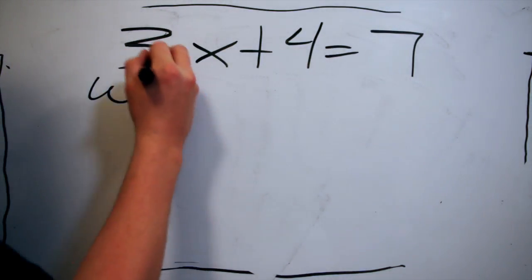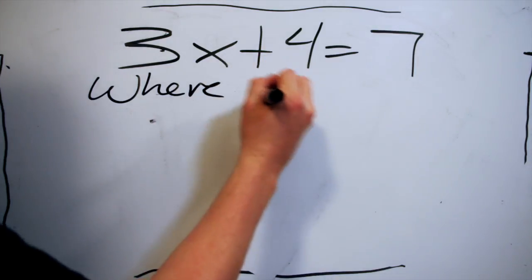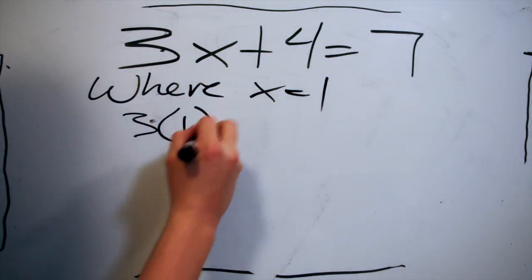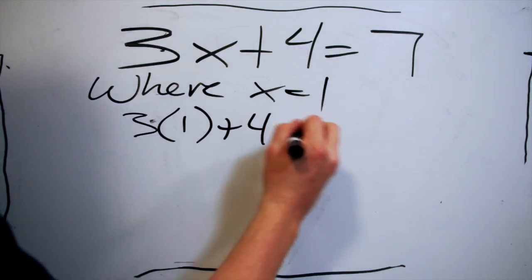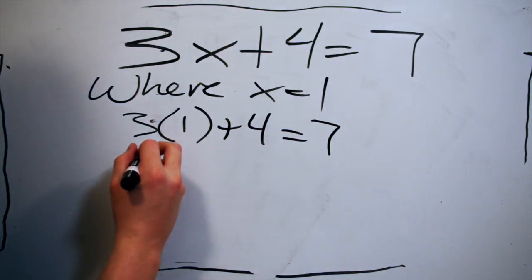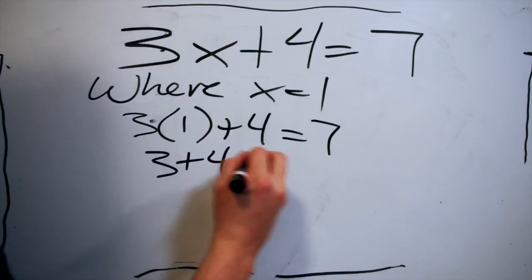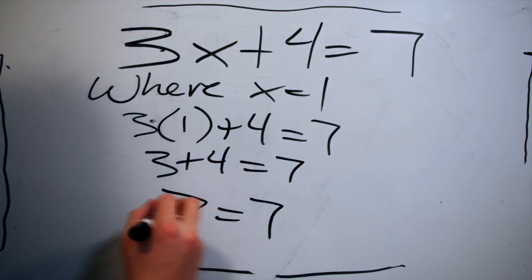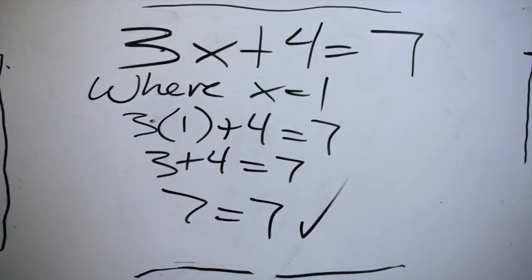Alright, so if you remember, we just found x is equal to 1. I'm writing x is equal to 1. We're going to check the problem. So we're going to substitute the 1 in for the x there. So 3 times 1 plus 4 is equal to 7. We hope so. Is 3 plus 4 equal to 7? Of course it is! Math problem solved!